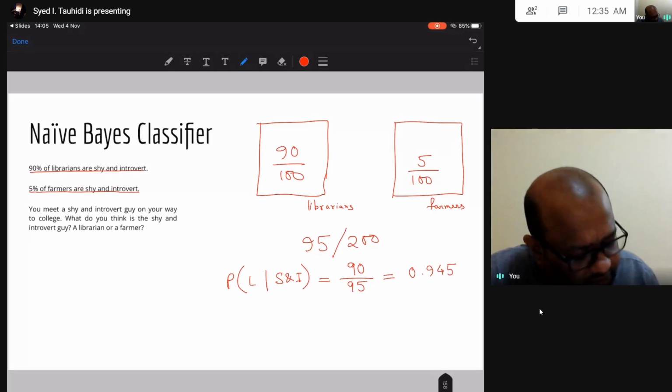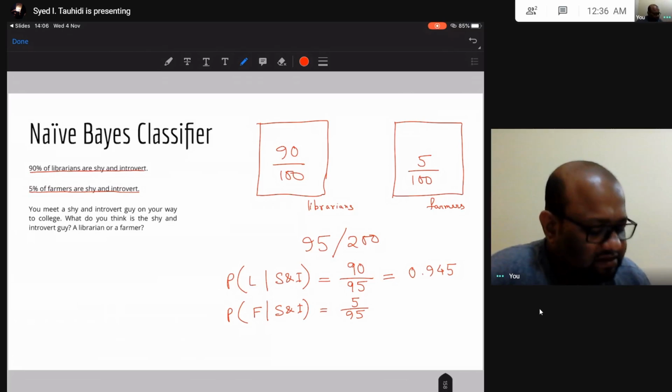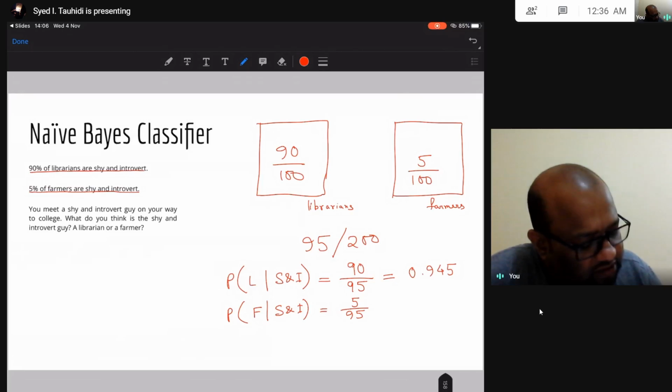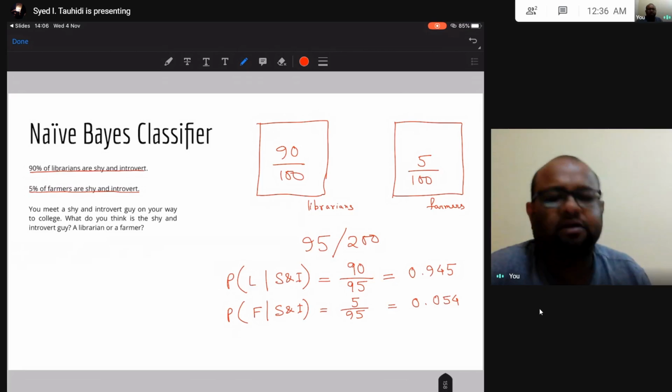And the probability of that person being a farmer given that the person is shy and introvert is equal to 5 out of 95. Out of these 95 shy and introvert guys, 5 of them are farmers. So this 5 by 95 is the probability that the shy and introvert guy is a farmer. So this is going to be 0.054, maybe.